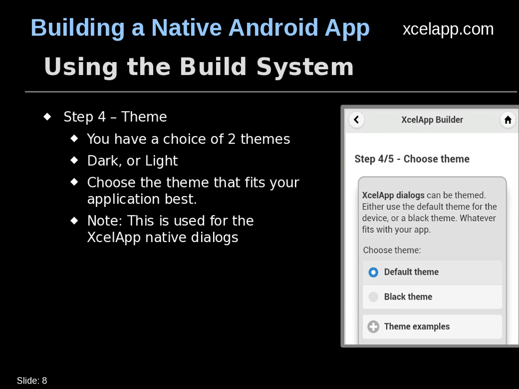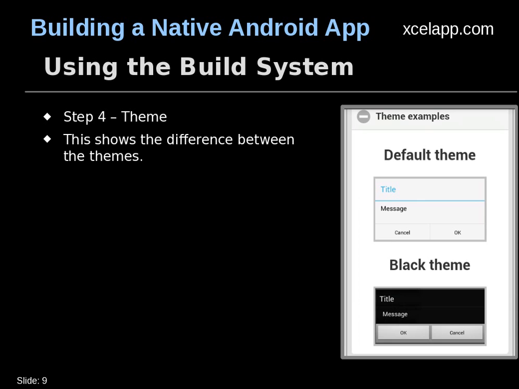Step 4, pick a theme. You've only got 2 choices. It can be light or dark. Just choose the one that fits your application best. It's really used for the XcelApp native dialogues such as date pickers, time pickers, alerts, progress dialogues, and sliders, and that kind of thing. This is just an example that illustrates the difference. One is light, one is dark. Self-explanatory.